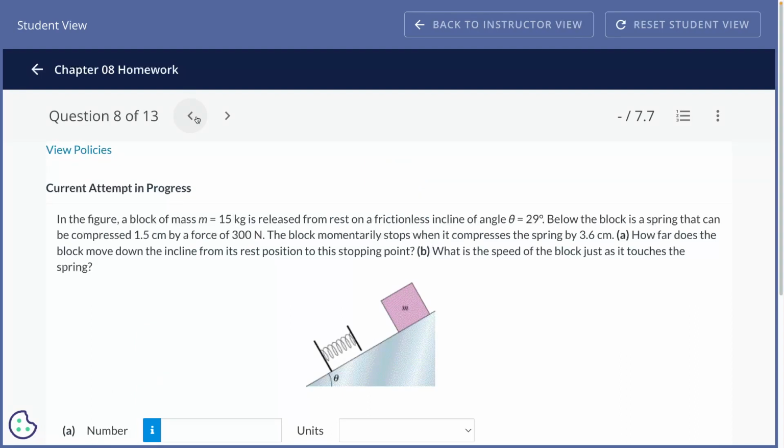Okay, so there's a spring. So 1 half kx squared? Is this going to be on the exam? Sure.